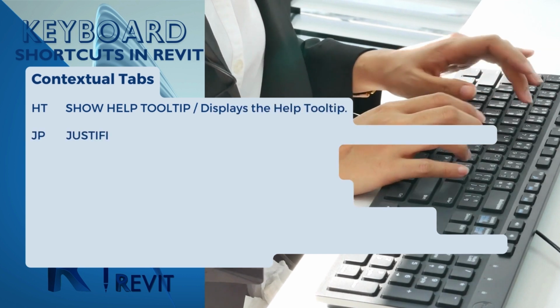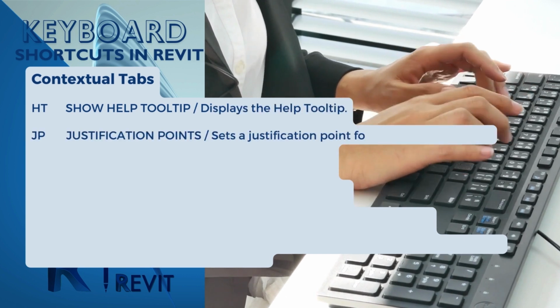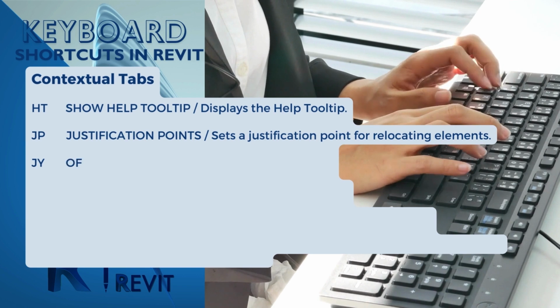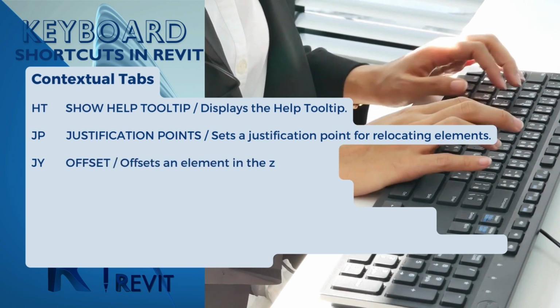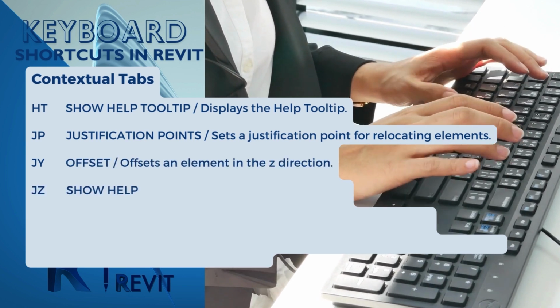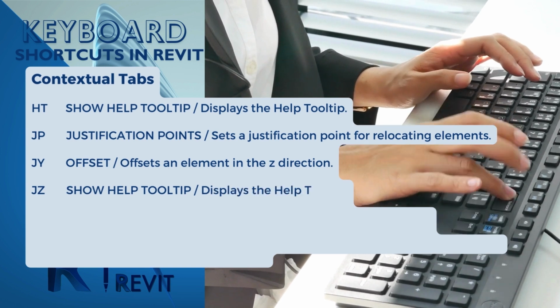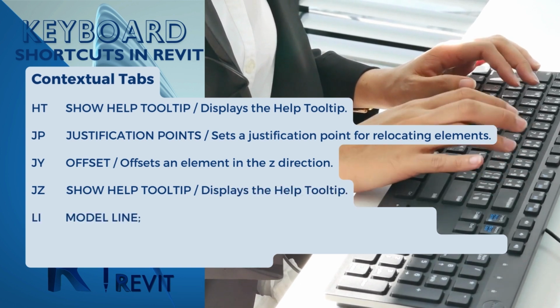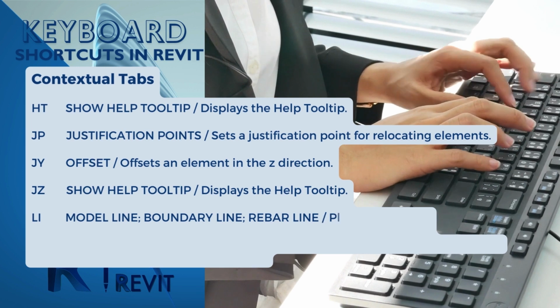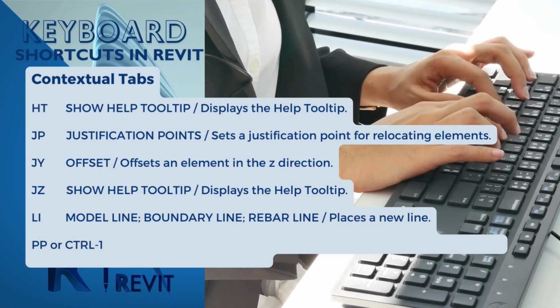HT. Show help tooltip. Displays the help tooltip. JP. Justification points. Sets a justification point for relocating elements. JY. Z offset. Offsets an element in the Z direction. JZ. Show help tooltip. Displays the help tooltip.